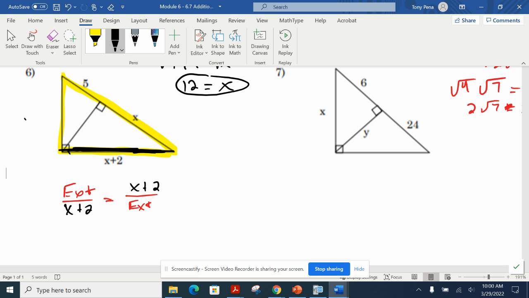Then for the other numbers, the geometric mean is the adjacent side to this along the hypotenuse. So this is the adjacent leg. So that's going to be an x.